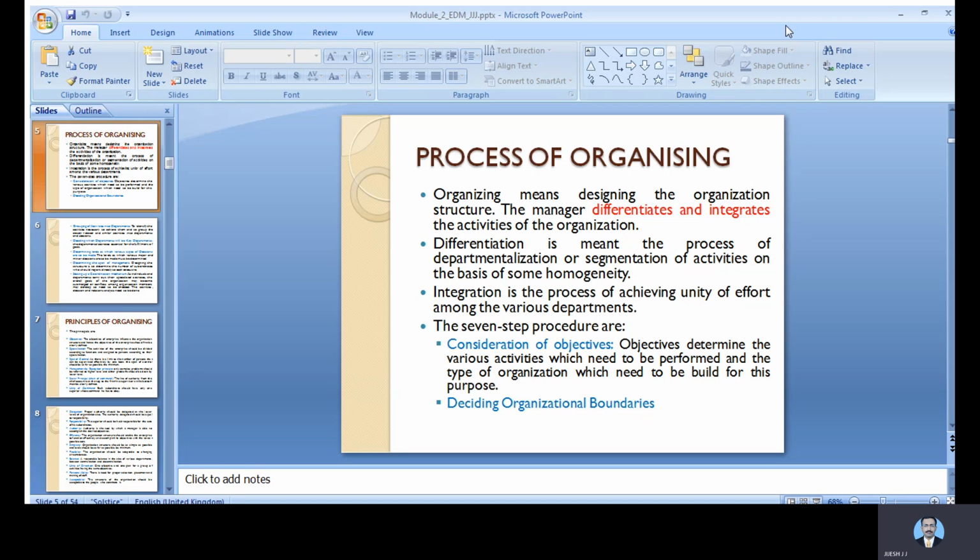So organization means you have to come out with a proper organization structure. The manager differentiates and integrates the activities of the organization, designing the concepts whatever is required. Differentiation means the process of departmentalization or segmentation of activities on the basis of the work to be done, and you also have integration, which is the process of achieving unity of effort among the various departments.